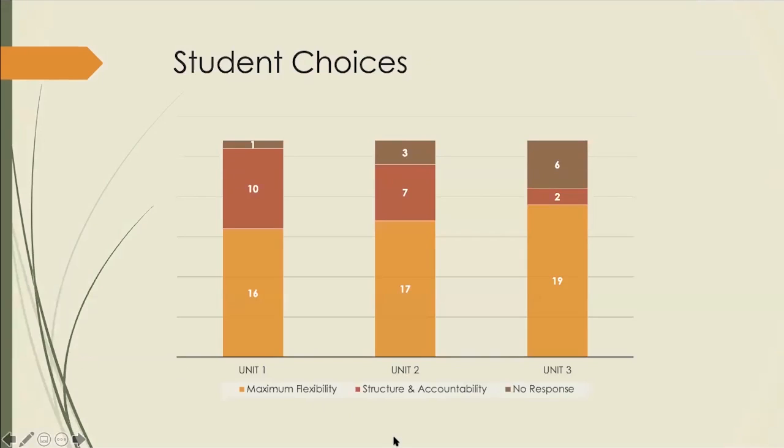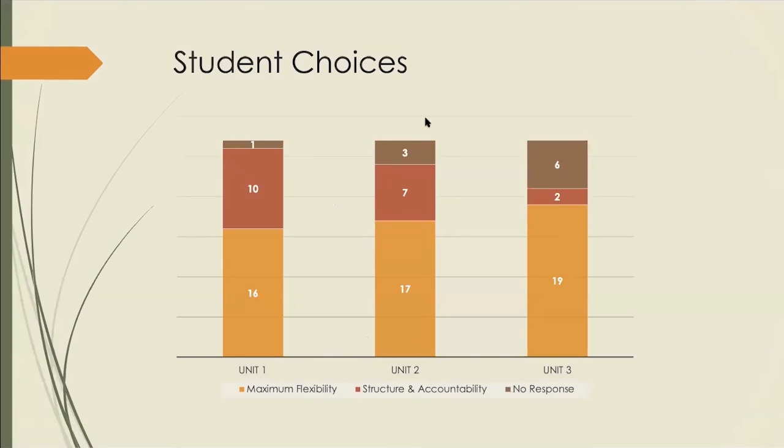So this is how the choices turned out for this semester. In Unit 1, it was about 2/3 who wanted maximum flexibility and 1/3 that wanted structure and accountability. Those numbers shifted a little bit going into Unit 2. I had some students who just didn't pick one.